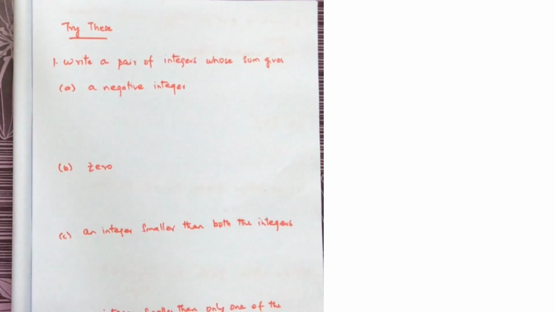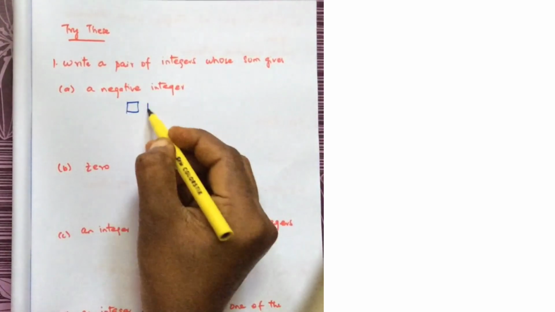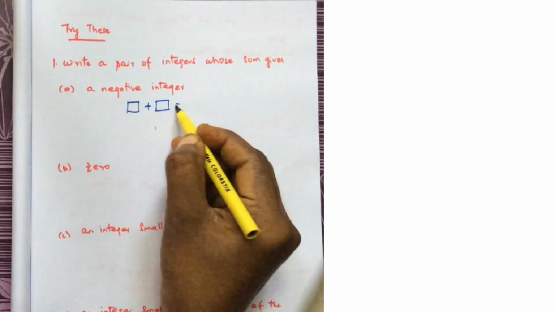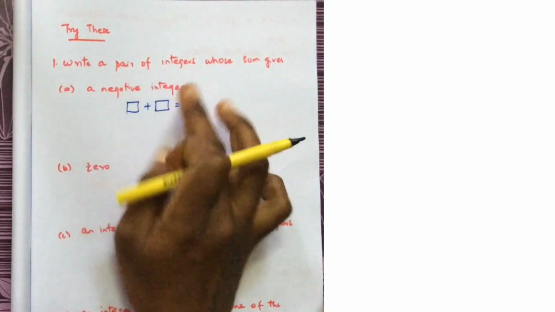This is from the Try This section in your book. Write a pair of integers whose sum gives a negative integer. It's very simple. Write a pair of integers whose sum, meaning when you add two integers, okay, they didn't mention whether it should be negative or positive.